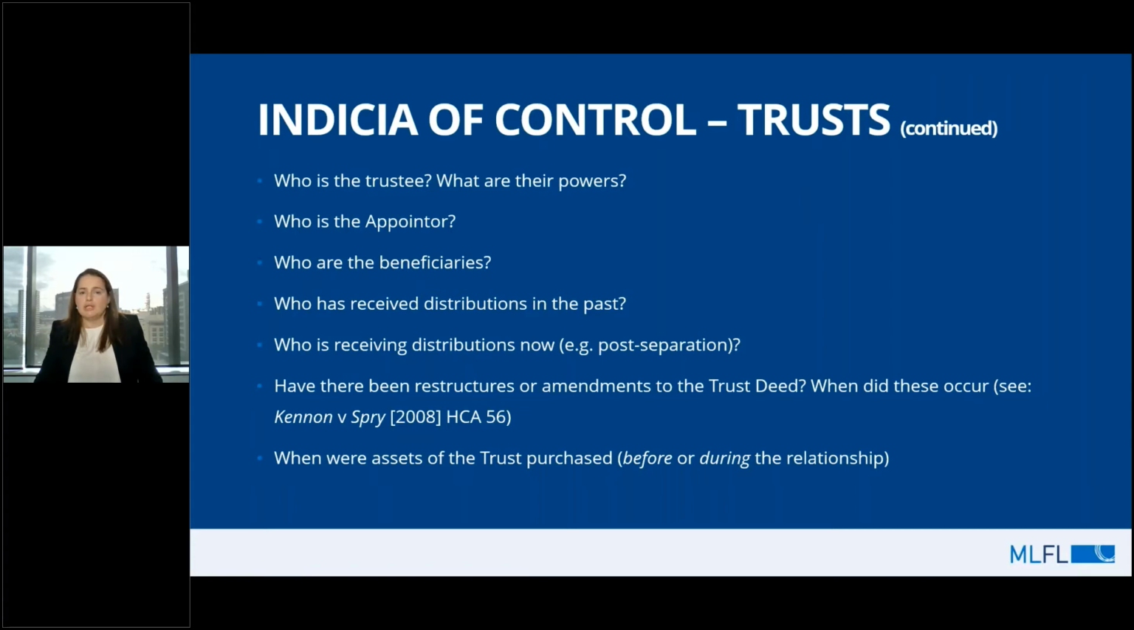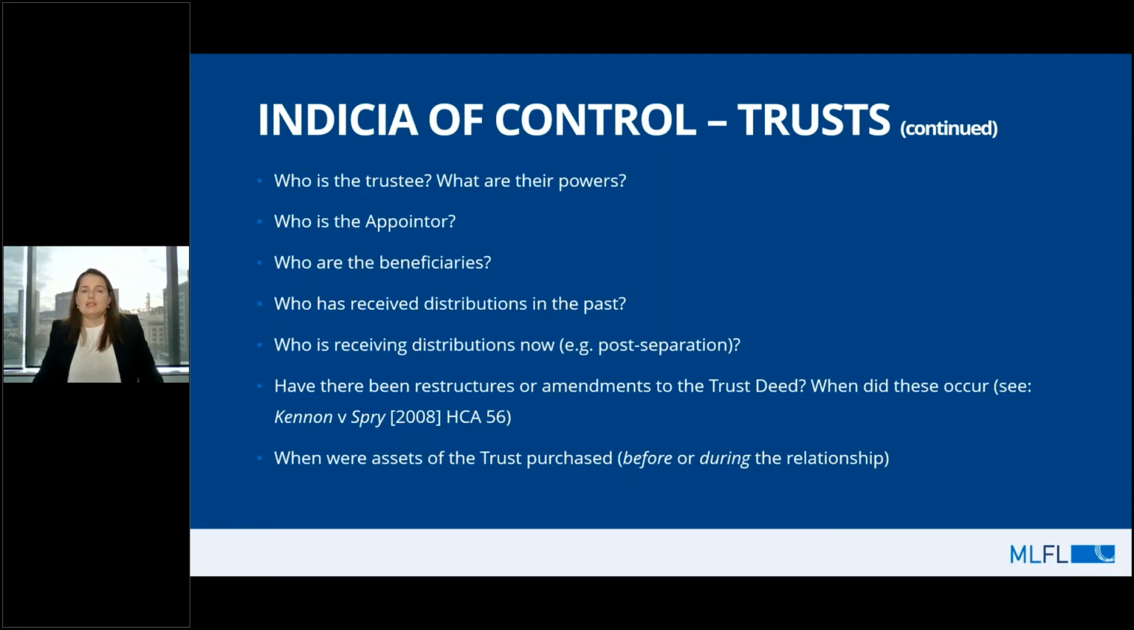Who's the trustee? What are their powers? Who is the appointor? Who are the beneficiaries? Who's received distributions in the past and who hasn't received distributions in the past? Who's receiving distributions now? For example, in the post-separation period. Have there been restructures or amendments to the trustee? When did these occur? Did they occur in the post-separation period?